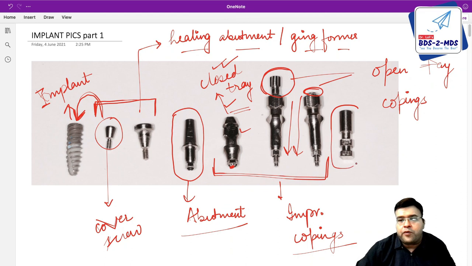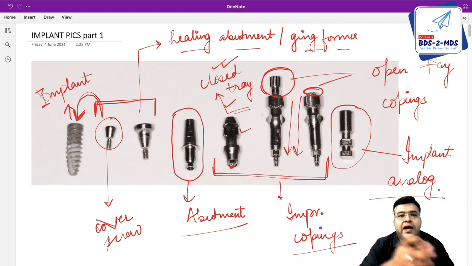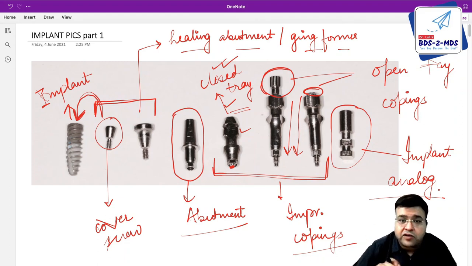The last component here which you see is an implant analog, right? This implant analog is going to act as an implant in the model, right? Over this, you're going to put your abutment, fabricate your crowns, everything. So the impression coping transfers this position and the analog stays inside the cast or the working model over which the entire prosthetic procedure is done, right? So this is how you identify different components in implant dentistry. A few are your surgical accessories and a few are your prosthetic accessories.